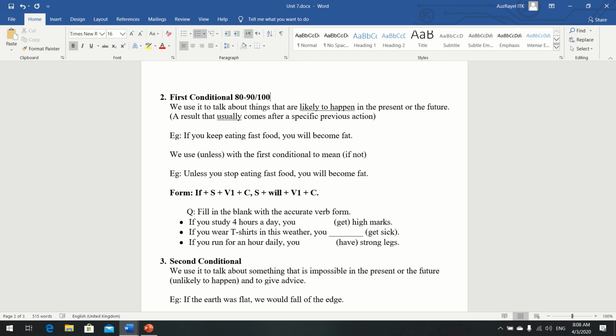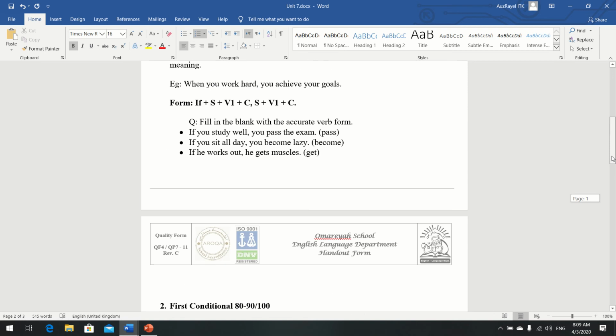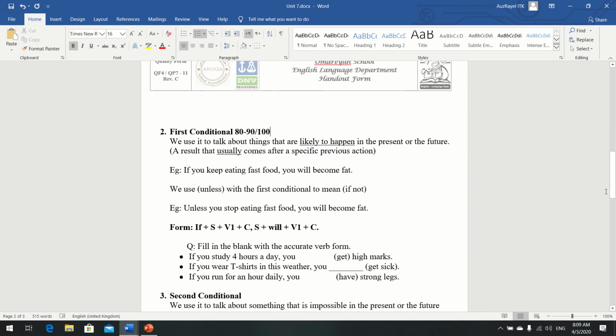So, if you keep eating fast food, you will become fat. Usually people who eat fast food become fat. Okay? So, we can use unless with the first conditional to mean if not. Okay? We can use unless, same as the zero conditional we have used when. In the first conditional we can use unless, but the difference is unless is in negative.